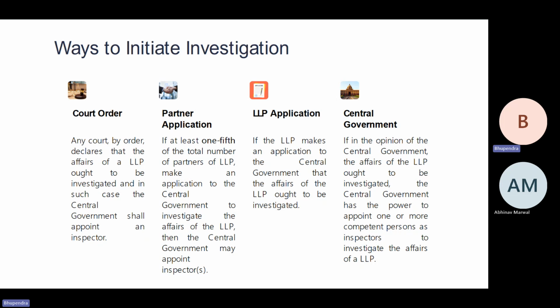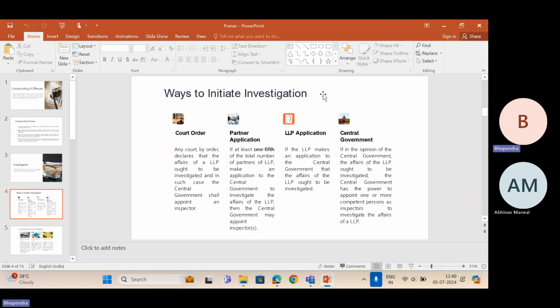So how will the central government initiate it? The central government will do so if, in its own opinion, some LLP seems to be defrauding or is non-compliant in some regulatory compliance. But in the opinion of the central government, the affairs of the LLP ought to be investigated. The central government has the power to appoint one or more competent persons as inspector. It is not necessary that only one inspector is appointed, a team of inspectors can be there which can be initiating or carrying on the investigations in the case of LLPs.